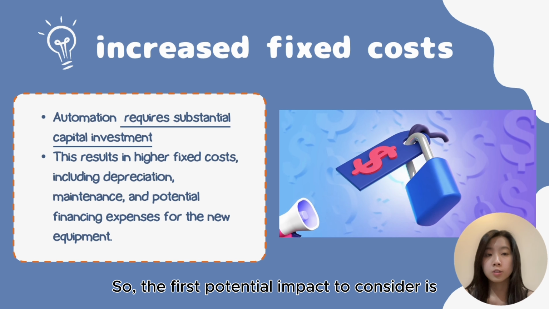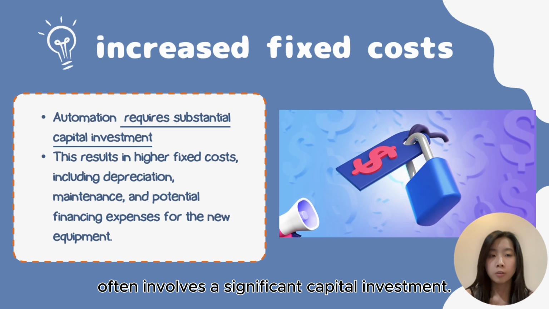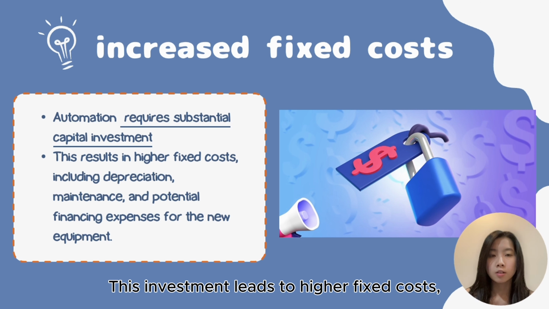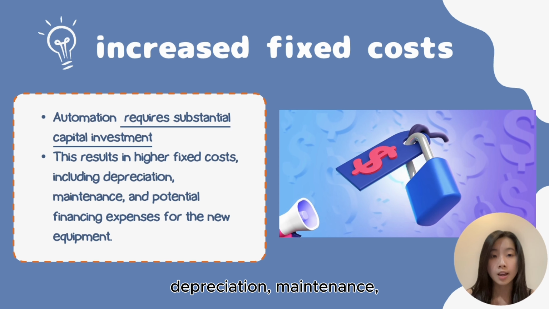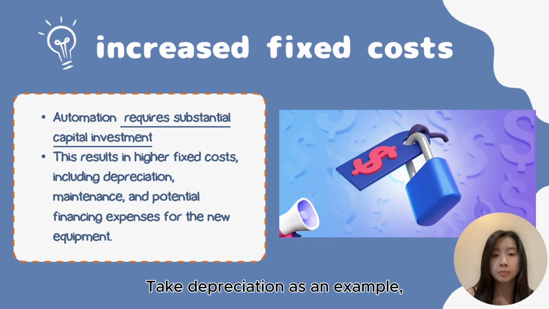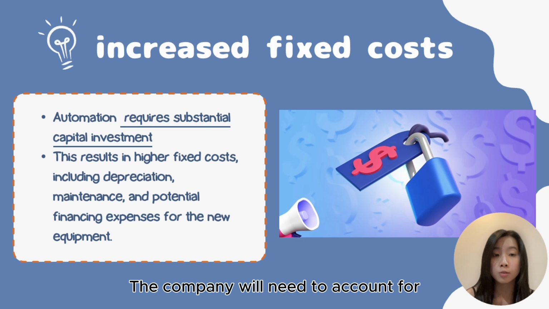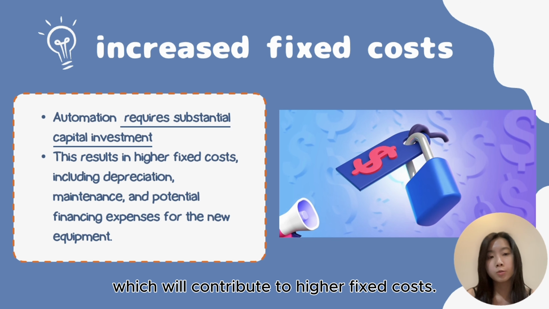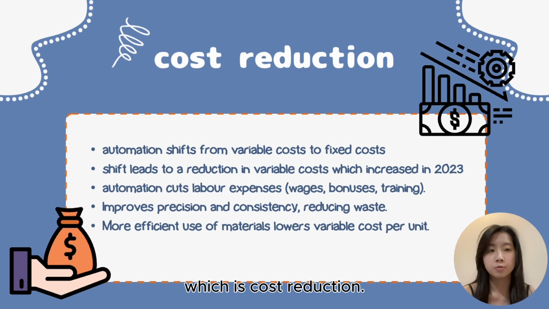The first potential impact to consider is that the implementation of automation often involves a significant capital investment. This investment leads to higher fixed costs, which encompass expenses such as depreciation, maintenance, and potential financing costs for the new equipment. Take depreciation as an example. The new machines have a useful life of only 10 years. The company will need to account for depreciation expenses each year over this period, which will contribute to higher fixed costs.